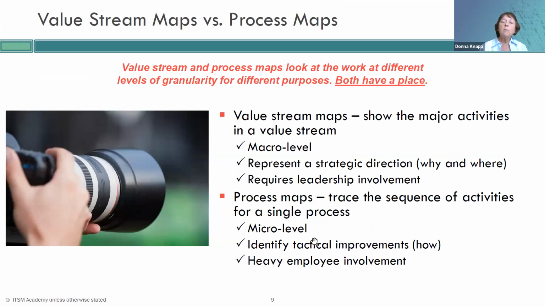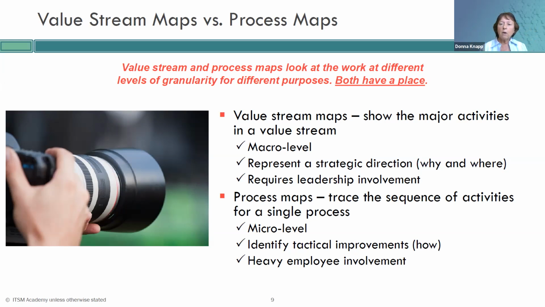So value stream maps and process maps are both important. They have different perspectives on the same set of work activities. And what they let you do is zoom in and zoom out in order to see the level of activity that you want. At the value stream level, you're thinking about it strategically. Typically, there's the need for leadership involvement at the value stream level, because again, you're up above different functional areas within the organization. You're up above a number of different processes.